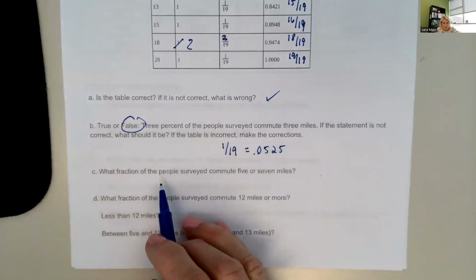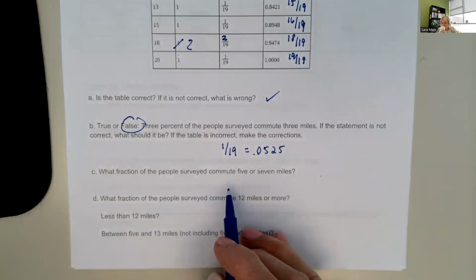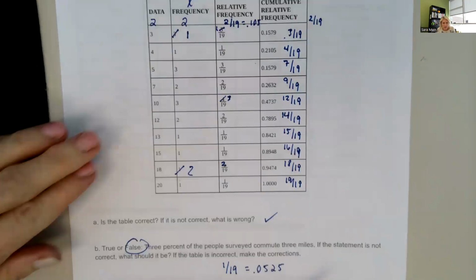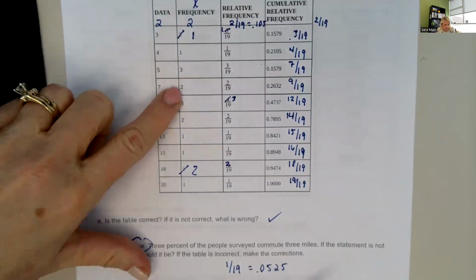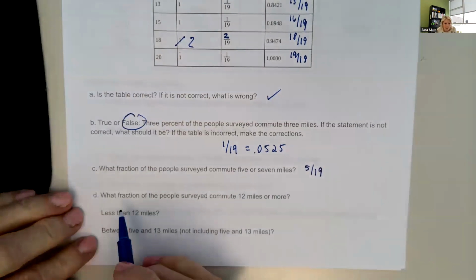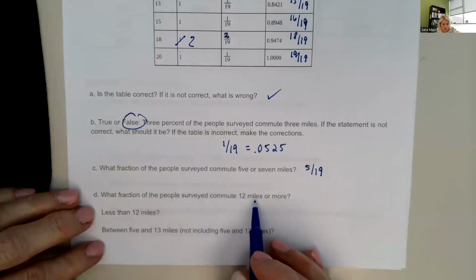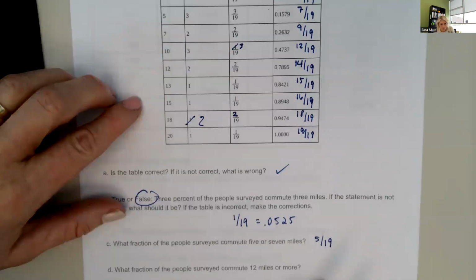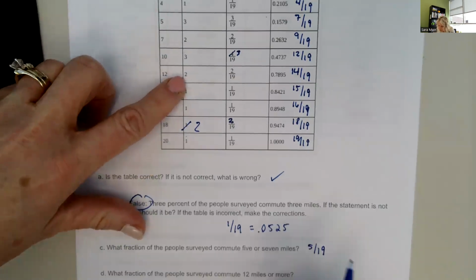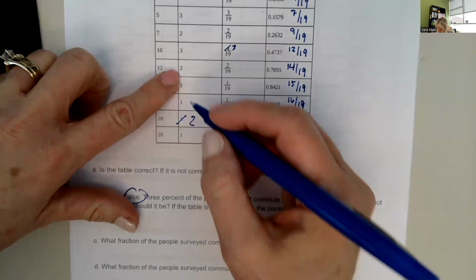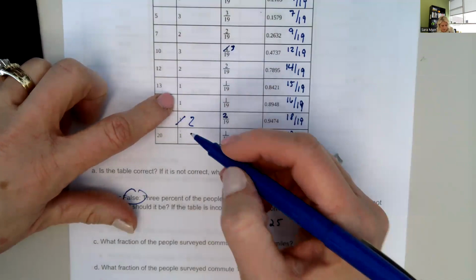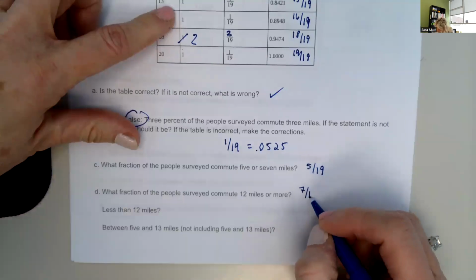C says, what fraction of the people surveyed commute 5 or 7 miles? 5 or 7, there were 3 and 2, so that looks like 5 out of the 19. D says, what fraction of the people surveyed commute 12 miles or more? So 12 or more would be 12, 13, 15, 18, and 20. And we have to count up the number of people. So that would be 2 plus 1 is 3, plus 1 is 4, 5, 6, 7. So 7 out of 19.